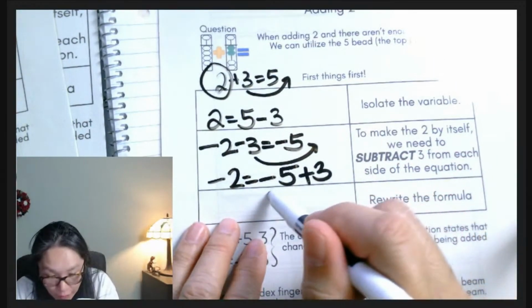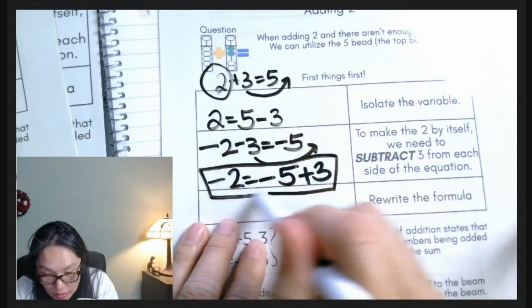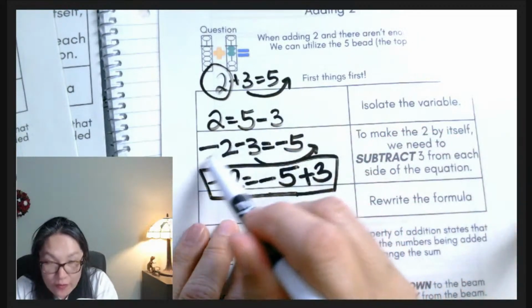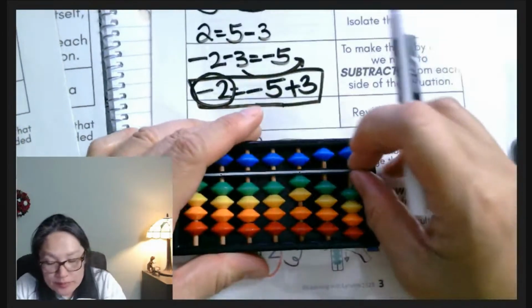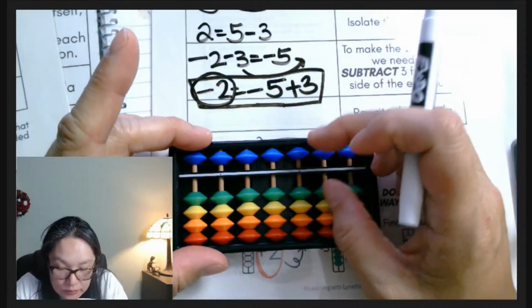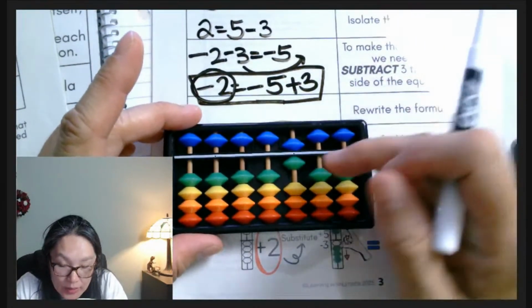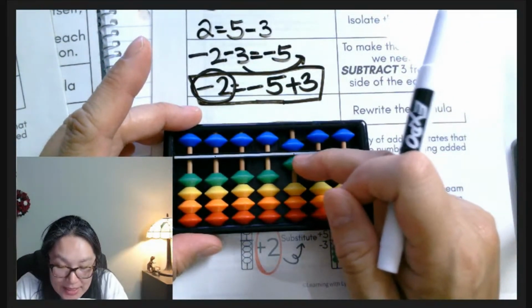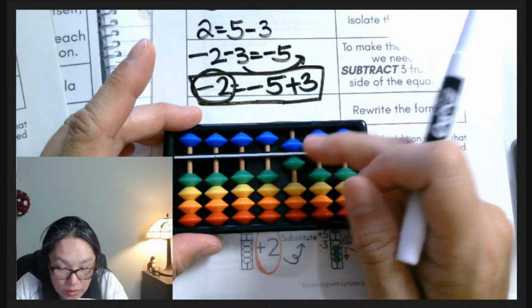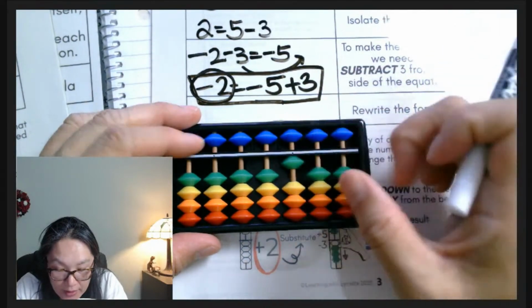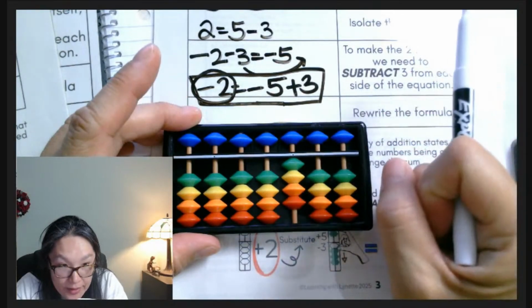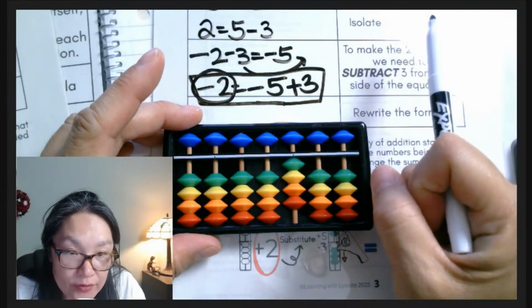And then this is the formula that we need to use. When we want to take away the 2, 6 take away 2, there's not enough beads to take away the 2. So I have to minus the 5 plus the 3. Minus the 5 and then add the 3. So my answer is 4.